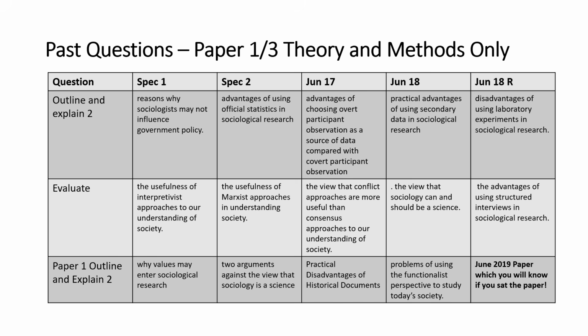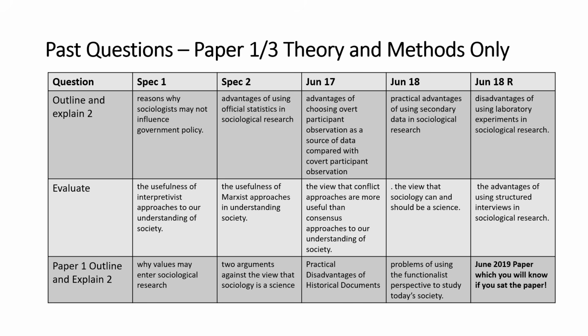Question 6 on the second set of specimen papers. Outline and explain 2 advantages of choosing overt participant observation as a source of data compared with covert participant observation. Okay, this is a question type we've not seen before, comparing one with another. Obviously in here, advantages of using overt participation: you're not deceiving your participants. It can be a lot easier to take notes. And you could use examples of that. You could use examples of where covert participant observations have struggled and how it might be more useful to use overt in that instance.